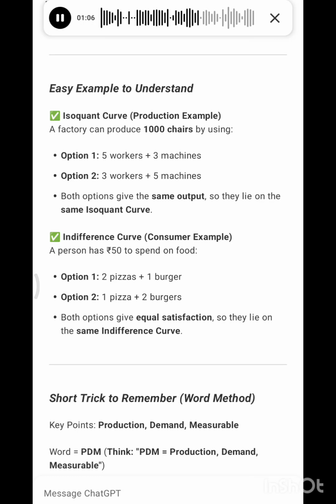Indifference curve, consumer example. A person has $50 to spend on food. Option 1, 2 pizzas plus 1 burger. Option 2, 1 pizza plus 2 burgers. Both options give equal satisfaction, so they lie on the same indifference curve.